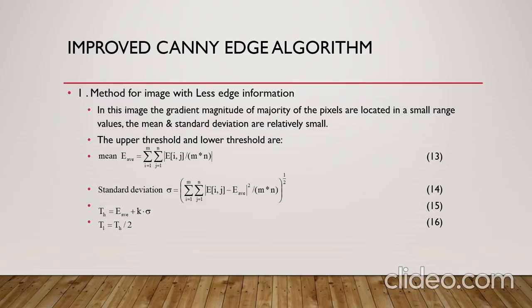Here k is a constant which depends on the standard deviation of the image. If the standard deviation is very small, we approximate the k value as 1.6. If the standard deviation is very high, the k value will be taken as 1.2.